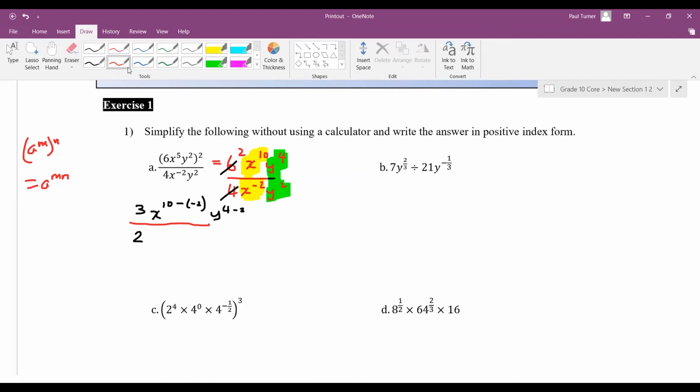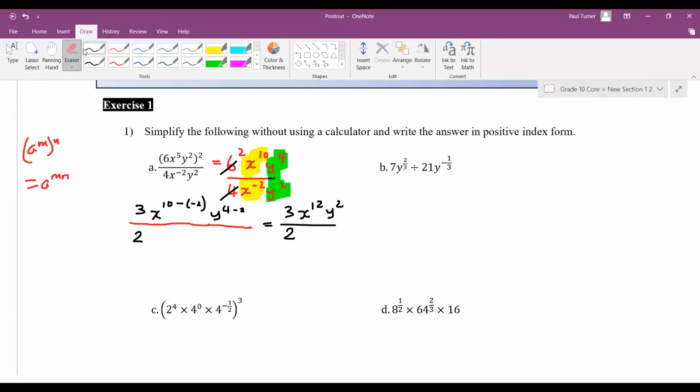So that's one thing you may mess up at the start, so do it like that. So then we'll have 3 on 2. Well, that's finished. 10 minus negative 2 is 12, and 4 minus 2 is 2, so y^2. And these are both positive, so that's your final answer.